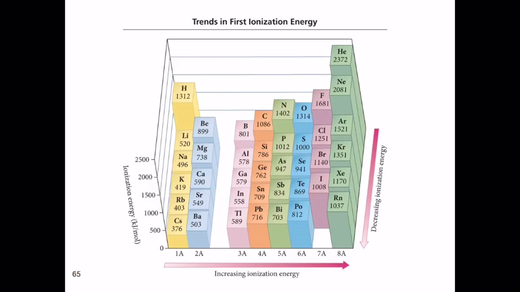So here we see the trends as we go down a group. It becomes easier and easier to ionize them. As we go across, it becomes harder. It's just the reverse of the atomic radii. Yes. It's the opposite trend to the size.